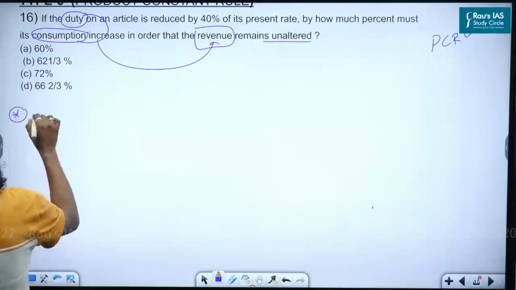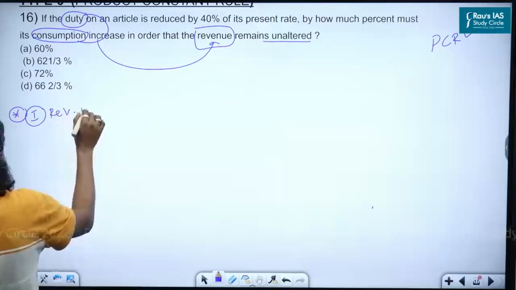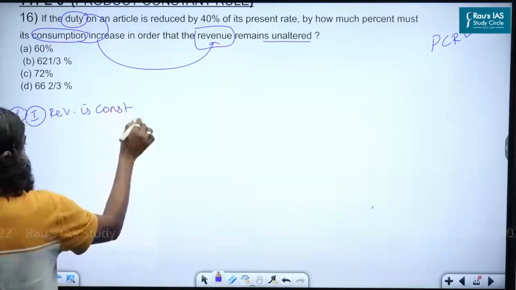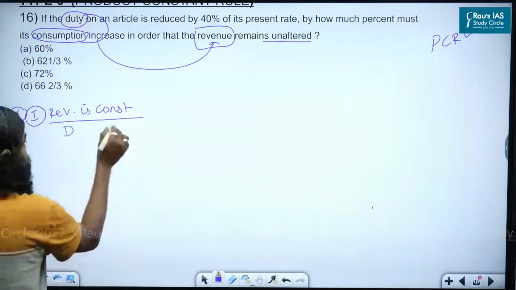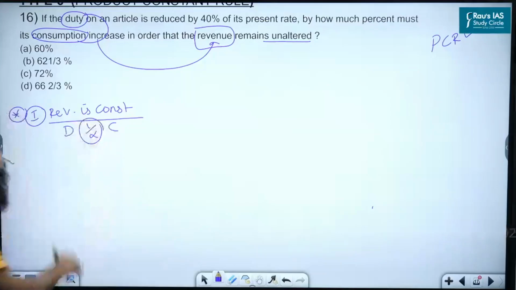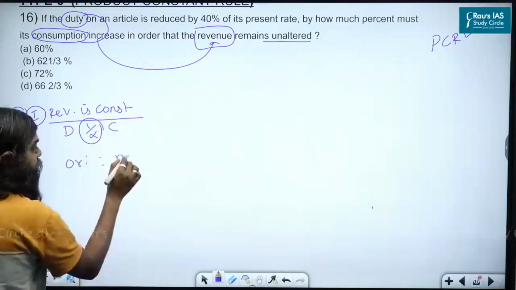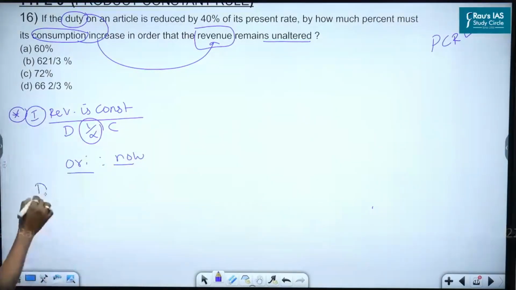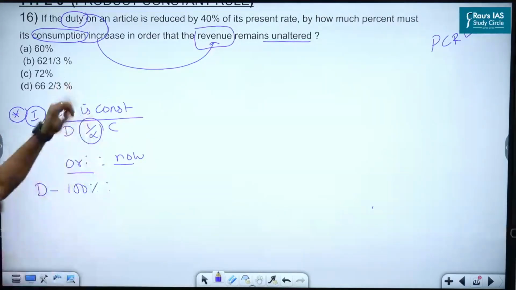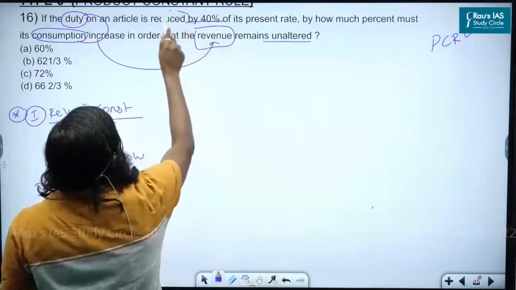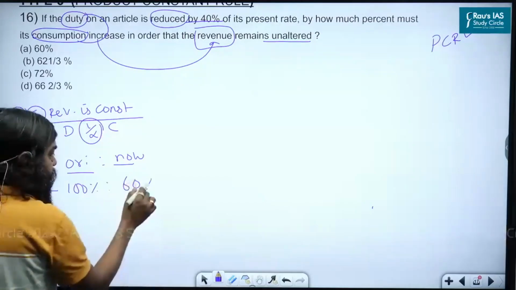I will tell you. For example, I am solving by the first interpretation. In this question, which is constant? Revenue is constant because unaltered. So duty and consumption are inversely proportional. Getting this? So what is the original duty? What is the new duty? Original duty we don't know. Assume 100%. What happened to duty now? 40% reducing. That means new duty is 60%. Cancelled.